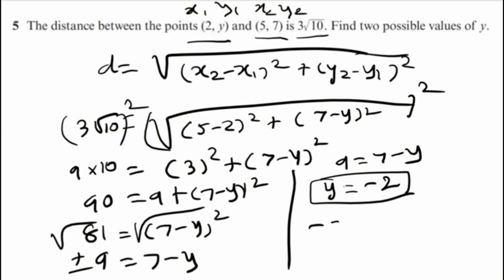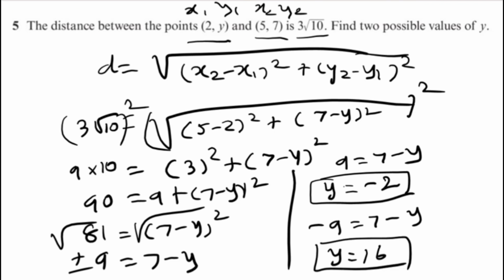And minus 9 is equal to 7 minus y. So that will give you y is equal to 16. Simplify. So these are the two values expected of coordinate y.